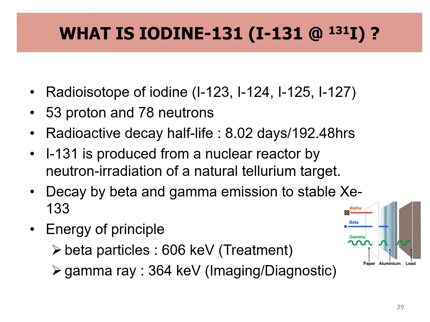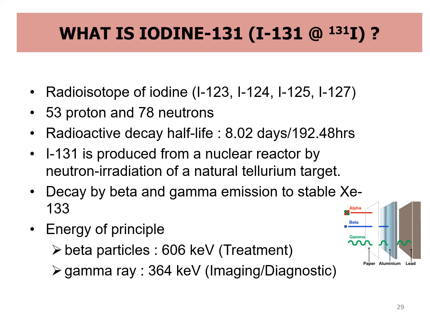It decays by beta and gamma emission to stable xenon 133. The principal beta particles have energy of about 606 keV, which is meant for treatment, and it also has a gamma ray of 364 keV that can be used for imaging or diagnostics. This is one of the very important parameters of iodine 131, because it has both beta and gamma properties, so it can be used for imaging as well as therapy.